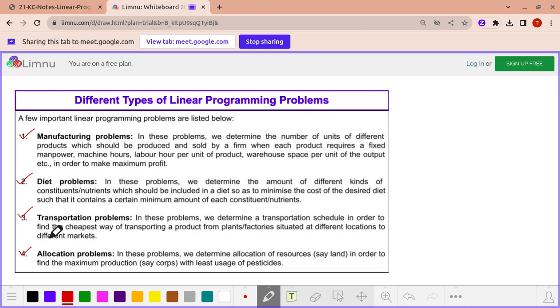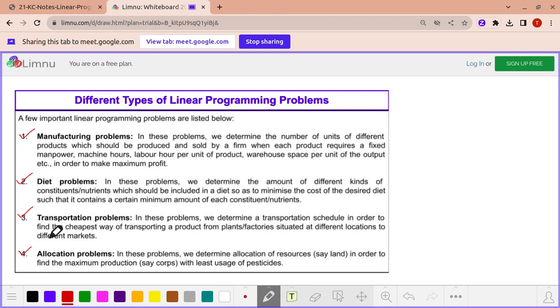So whatever you see in all these problems, these are all optimization problems. In case of the manufacturing problem, the optimization is profit maximization. In case of the diet problem, we need to minimize the cost of the diet. In case of the transportation problem, we need to minimize the travel cost. And in the allocation problem, we need to use the different resources with least usage of pesticides. And all these optimization problems are based on some underlying constraints.